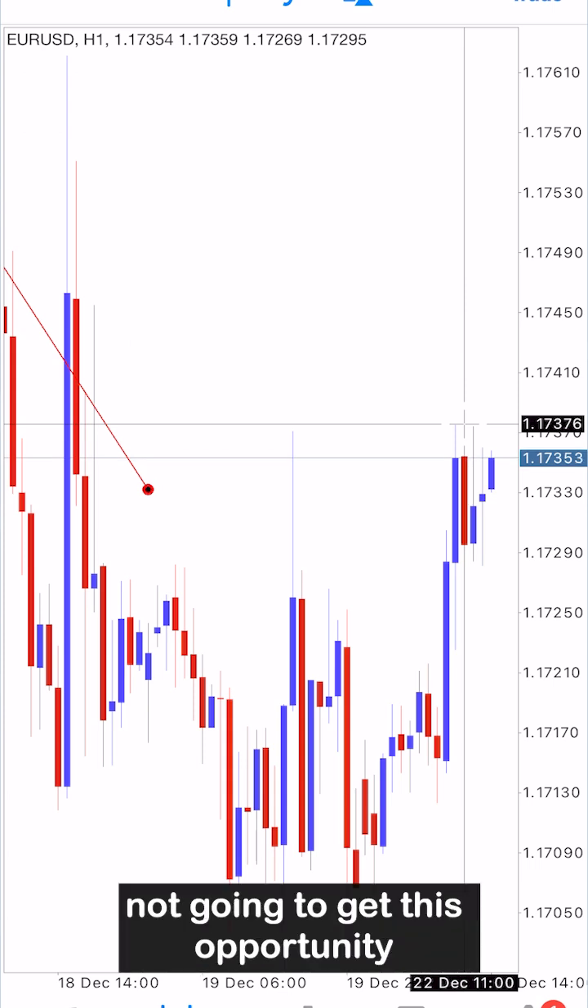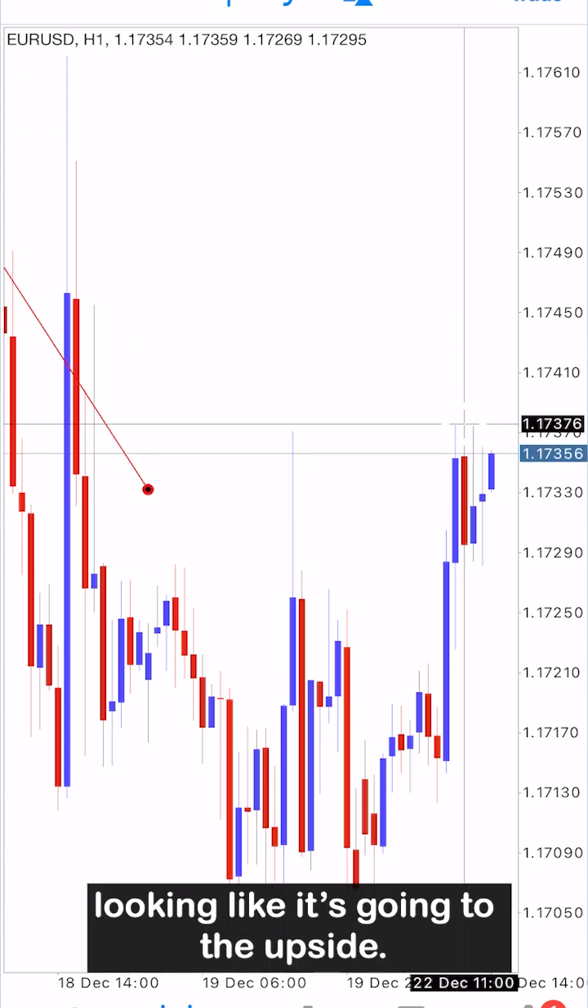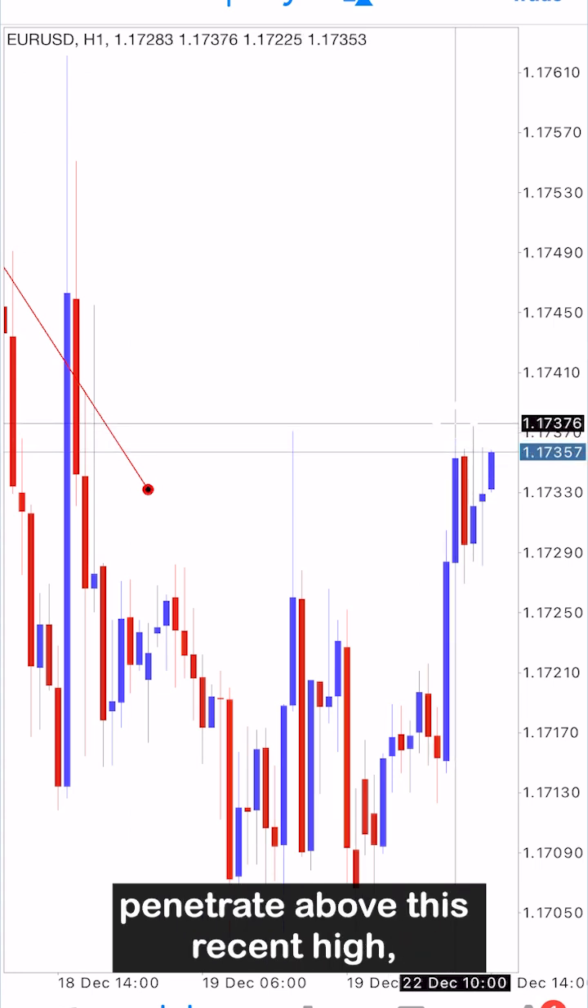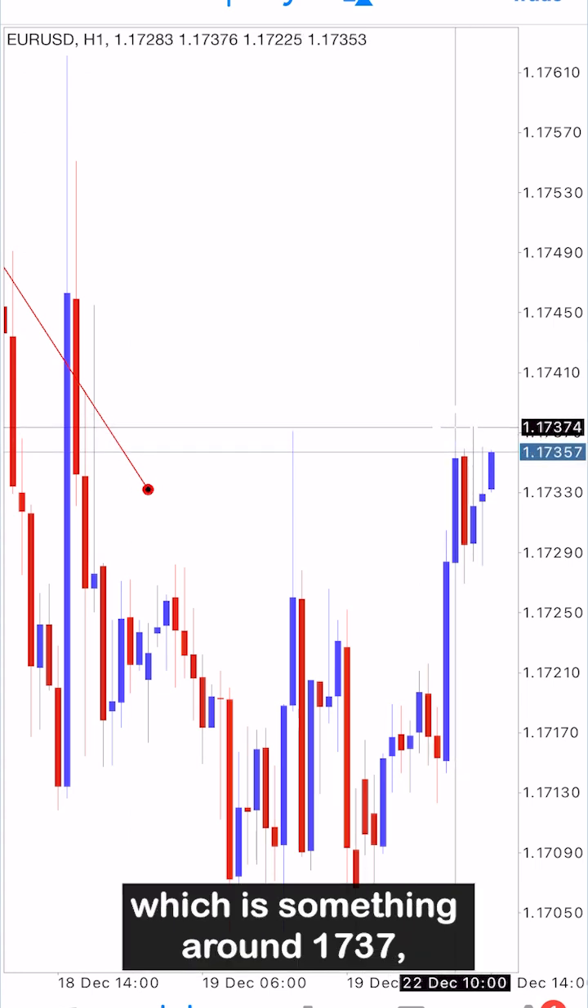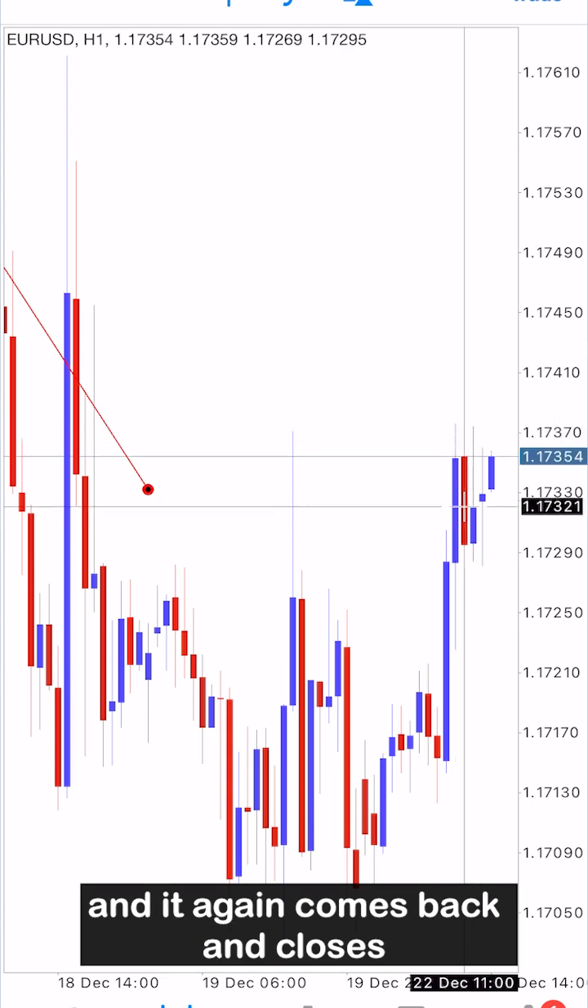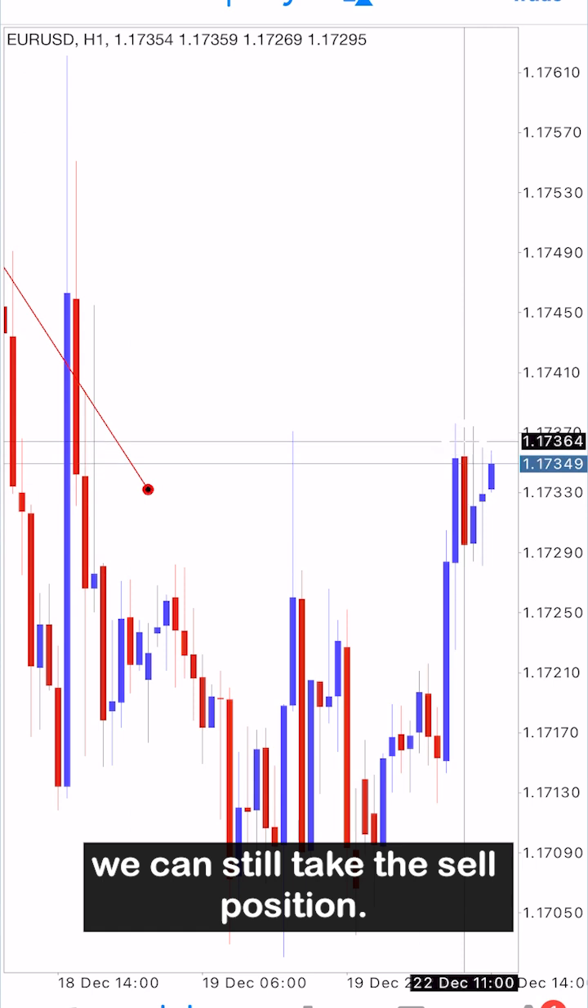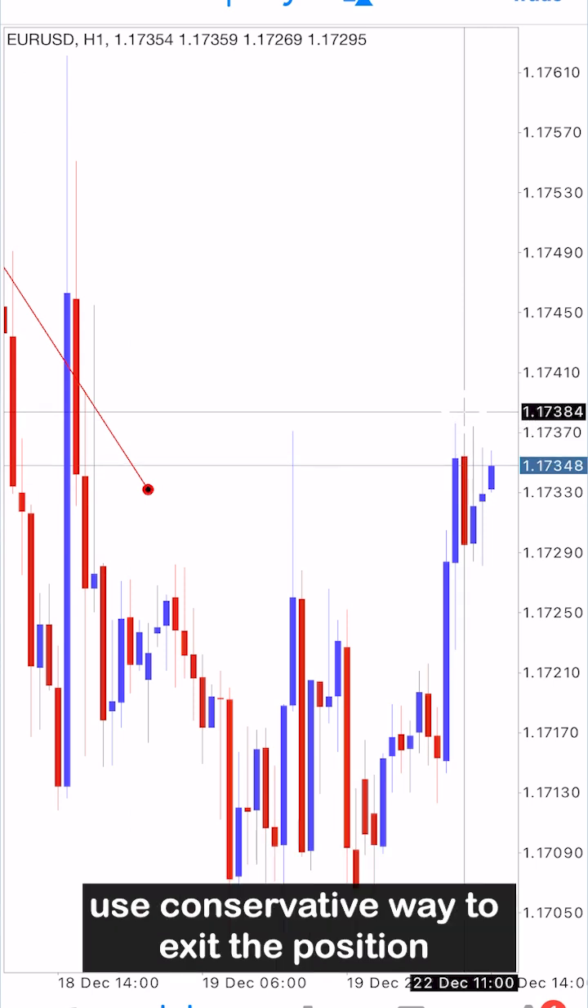It looks like we're not going to get this opportunity to the downside, and it's looking like it's going to the upside. However, even if it goes to the upside, penetrates above this recent high, which is something around 1737, and it again comes back and closes a 1 hour candle below 1726.9, we can still take the sell position, and we have to use the conservative way to exit the position in case of loss.